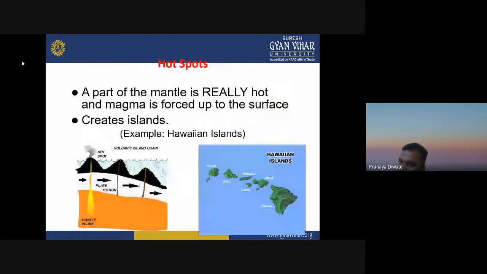Then you have a hotspot. A hotspot is a part of the mantle that is really hot, and magma is forced up to the surface, which creates an island. That is known as your hotspot.